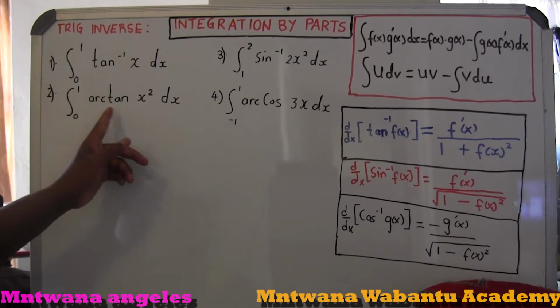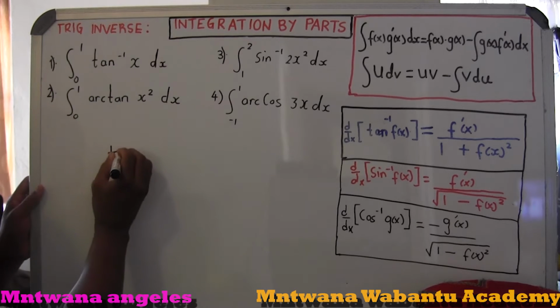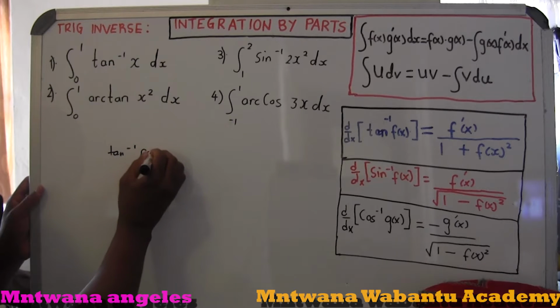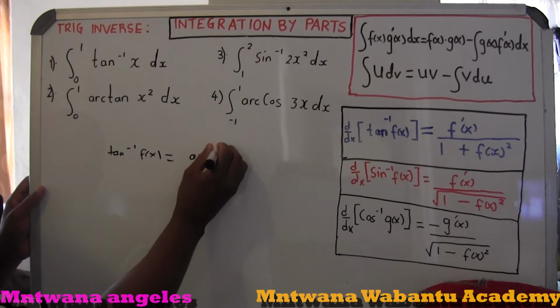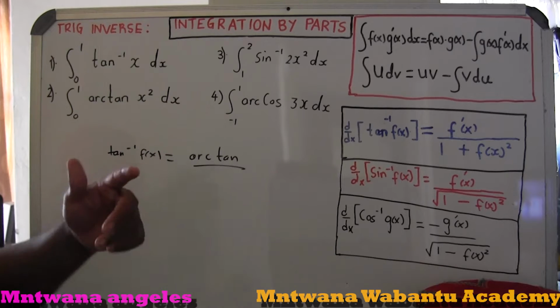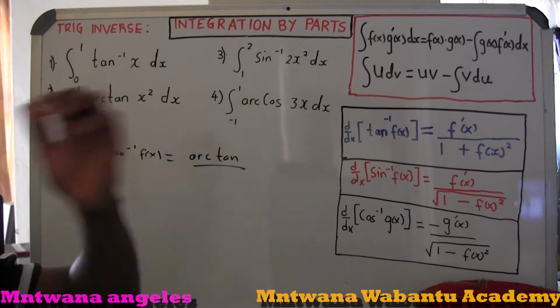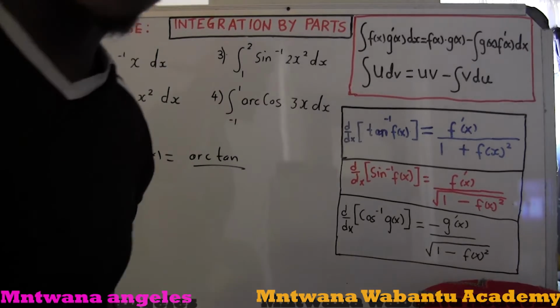When you say arctan, it means tan inverse of whatever function you have. It's the same thing. So if somebody says arctan x squared, it means tan inverse of x squared. Same here, tan inverse of cos 3x. So now let's get started without wasting time.